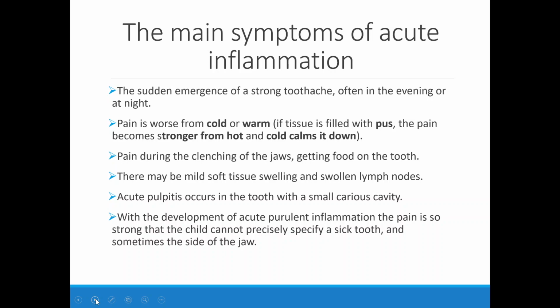With the development of acute purulent inflammation, the pain is so strong that the child cannot precisely specify a sick tooth, and sometimes the side of the jaw. So the child has pain on one part of the jaw and can't show us the tooth that hurts.